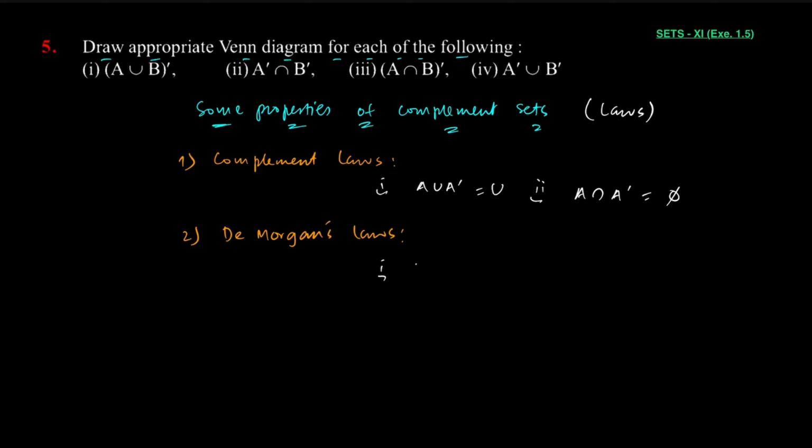Number 2, De Morgan's laws. The first one is A union B whole complement is equal to A complement intersection B complement, and the second law is A intersection B whole complement is equal to A complement union B complement. Number 3, law of double complementation.